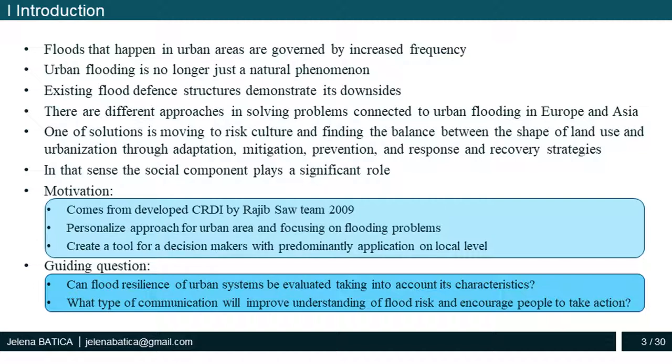the characteristic of the streets, of the pipes, of the networks, of the buildings, etc.? And the second one, what type of communication will improve understanding of flood risk and encourage people to take action? Because we can have many laws, we can have many recommendations, but until we motivate the people to take action, there is nothing going on in the area of risk culture and reducing the flood damages and increasing the flood resilience level.